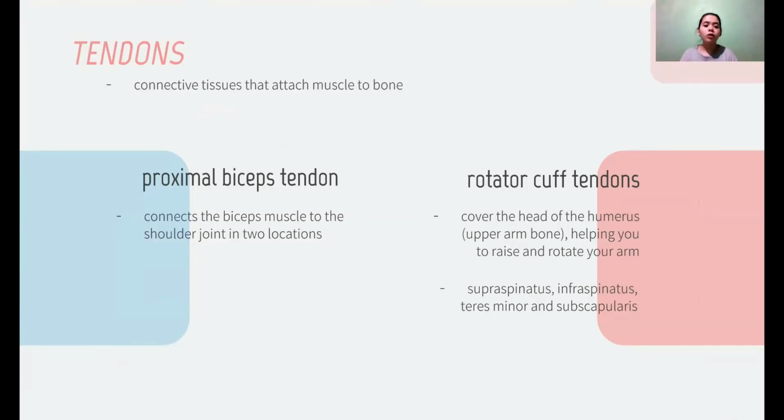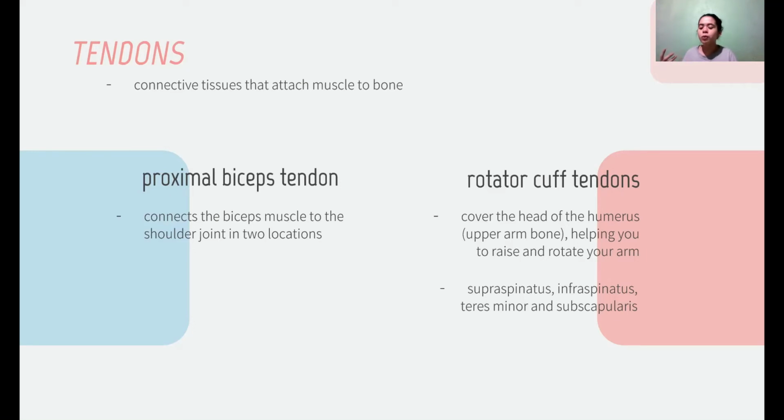So the tendons are connective tissues that attach muscle to bone. And for the shoulder girdle, there are two sets of tendons, namely the proximal biceps tendon that connects the biceps muscle to the shoulder joint in two locations. We're going to talk about that much later. And the second set would be the rotator cuff tendons. They cover the head of the humerus, the upper arm bone.